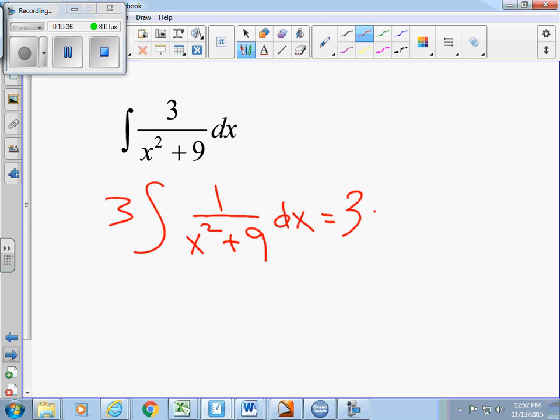3 times, what is a, by the way? 3. How'd you get 3? It's the square root of that number that's there. So tan inverse of x over 3 plus c.